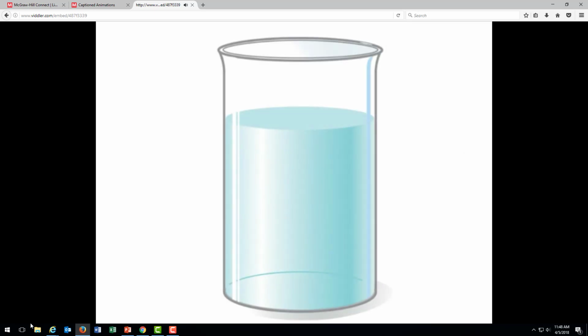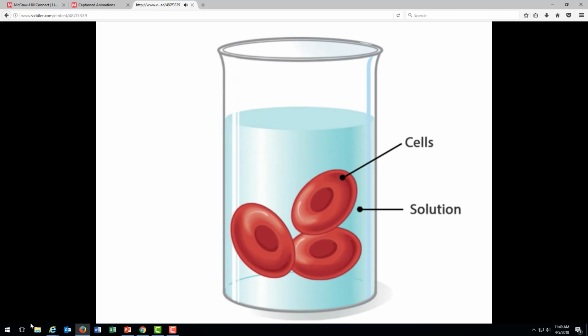If the red blood cells are placed in a beaker whose contents match the tonicity within the cells, then there is no net gain or loss of water. The environments within the beaker and inside the cells are said to be isotonic, or the same.